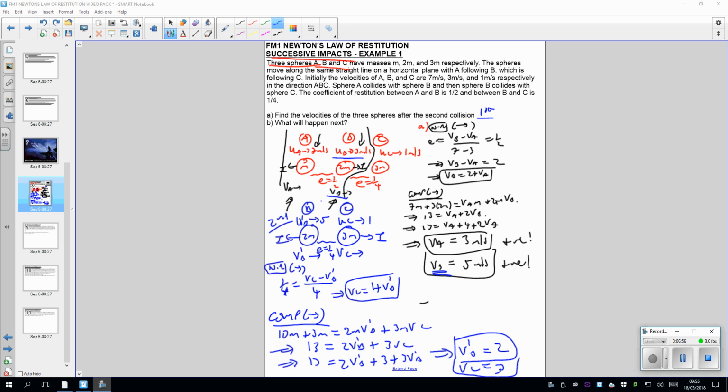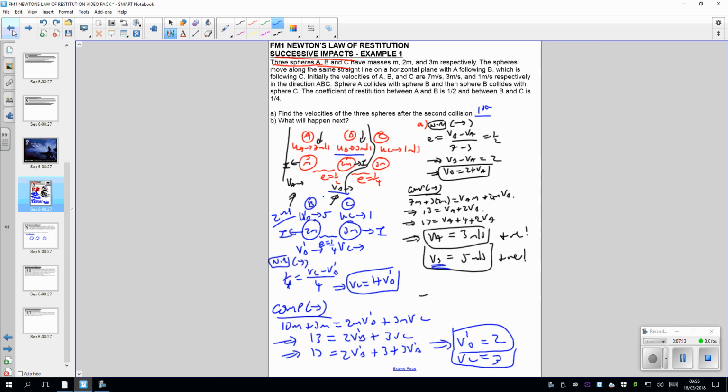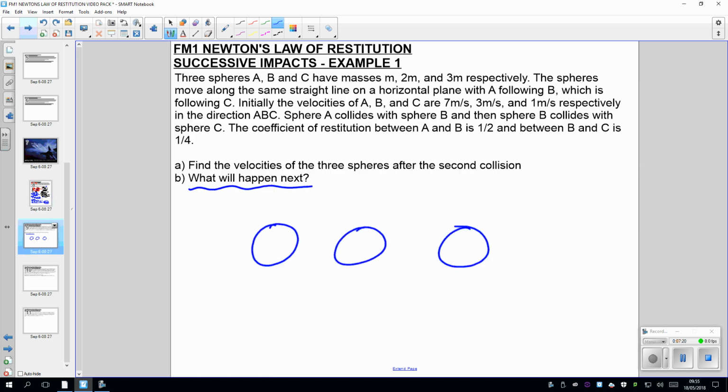So what does that mean? Well, let's just draw a clean diagram to see what happens, because this is what will happen next, yeah? So at the end, what's happening is we know that VA was 3 meters per second. So that means our new UA is 3 meters per second. So A, B, C. So UA dash is 3 meters per second.